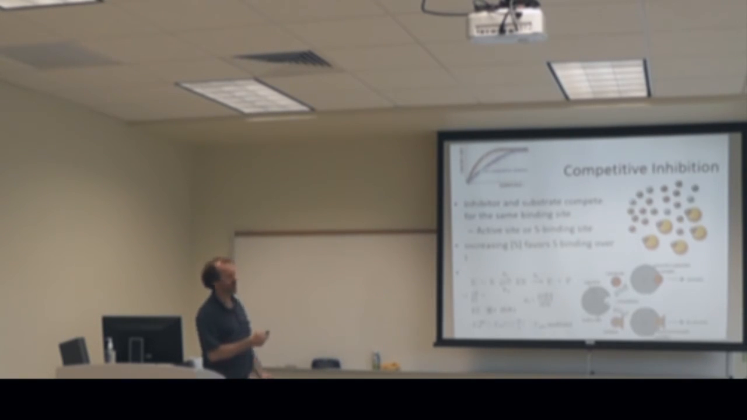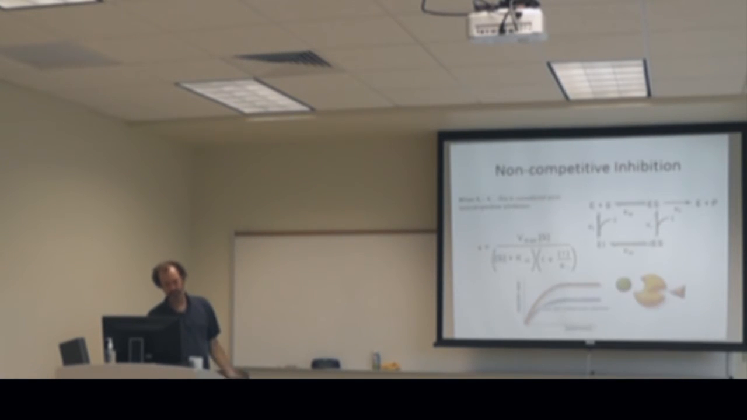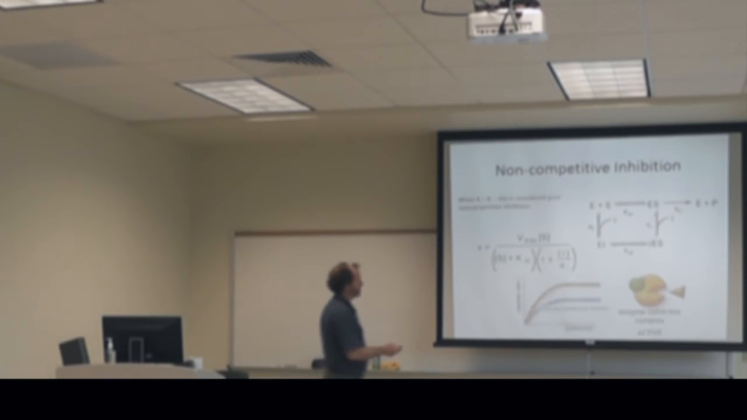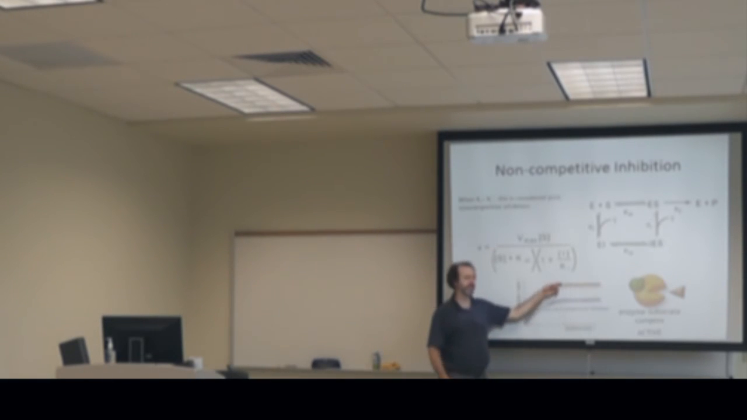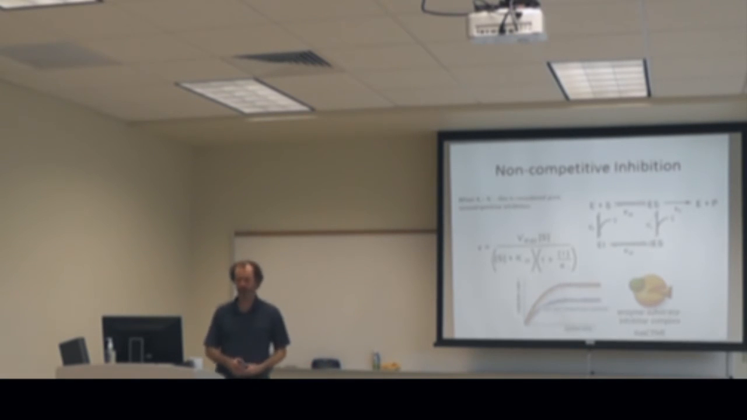So your Vmax, your maximum velocity. You're going to be able to get the Vmax again with competitive inhibition. Unlike non-competitive inhibition, where when the inhibitor is bound, it's basically like taking that enzyme out of the system, so it lowers your Vmax. It doesn't really change your Km in pure non-competitive inhibition.